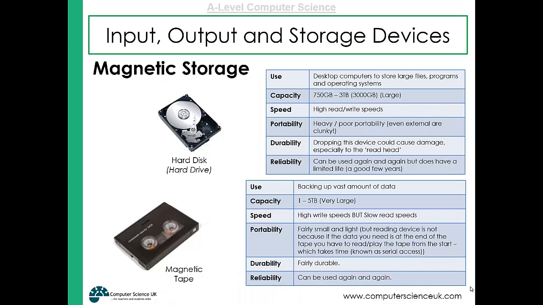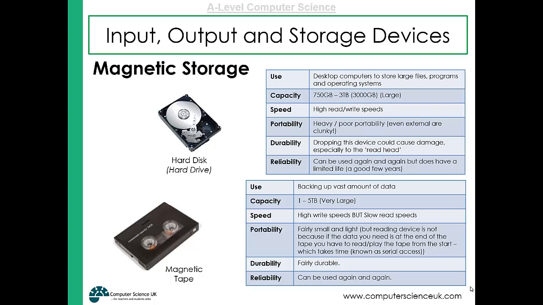Magnetic tape used to be used a lot in the 80s for music and certain computer programs. Nowadays it's used to back up data. They can have large capacities, several terabytes, high write speeds but very slow read speeds.